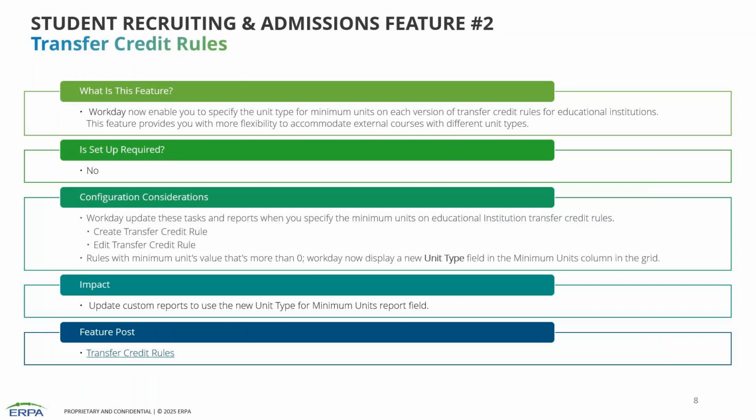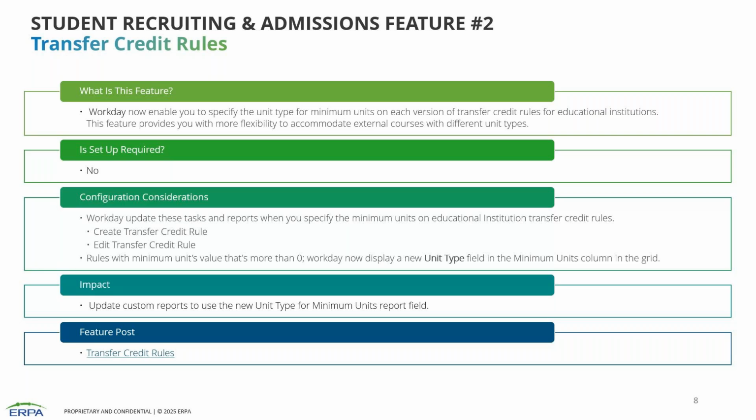Moving on to the next feature, transfer credit rules. Workday now provides the flexibility to accommodate external courses with different unit types. There is a new field, unit type for minimum units, added on the transfer credit rule business object, which will be used in custom reports. Again, it's recommended to update the custom reports to use the new unit type for minimum units report field.